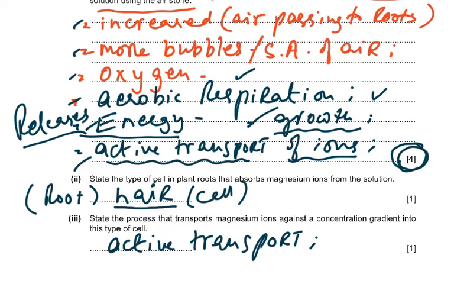State the type of cell in plant roots that absorb magnesium ions from the solution. Well, naturally it's a root hair cell. Hair was the word which was required. Then state the process that transports magnesium ions against a concentration gradient. Well, that had to be active transport, can't be anything else.